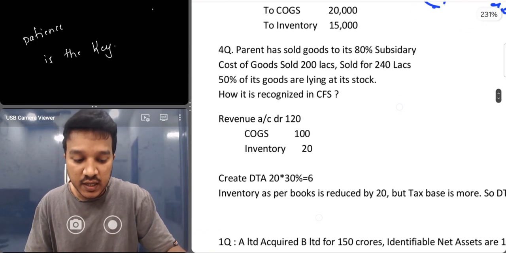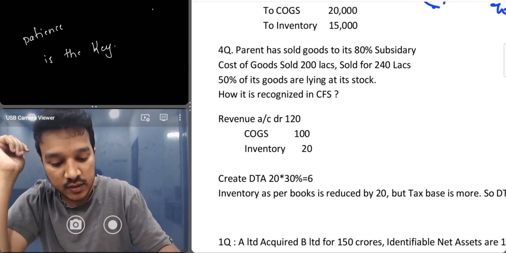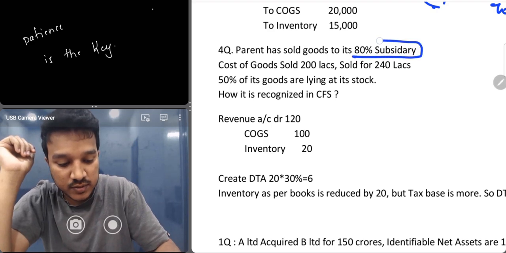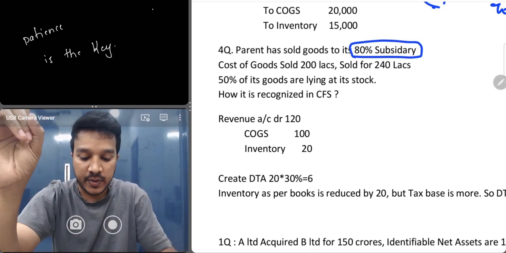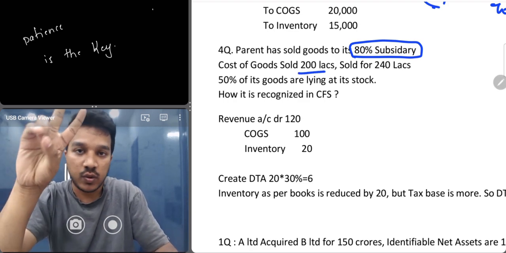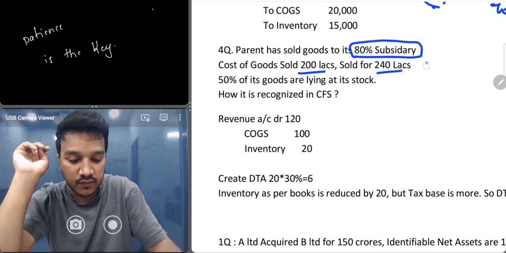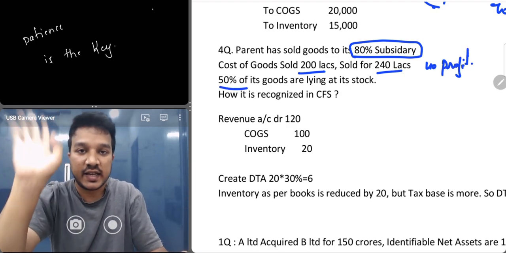ये ICA का question है. Now you will be in a position to solve even this question as well. Let's see. Parent sold to its 80% subsidiary. देखो भाई मेरा 100% होल्डिंग नहीं है, 80% ही है. तो पेरेंट हैज सोल्ड टू इट्स सब्सिडरी वर्थ कॉस्ट कितना 200, वैल्यू ऑफ गुड्स फॉर 240 lakhs, मतलब 40 इज योर प्रॉफिट. क्लियर? तो इट इज क्लियर. एंड ओनली 50% ऑफ द गुड्स इज लाइंग इन द स्टॉक.